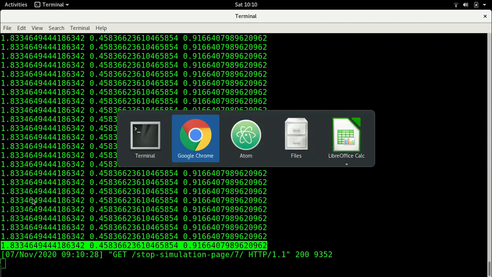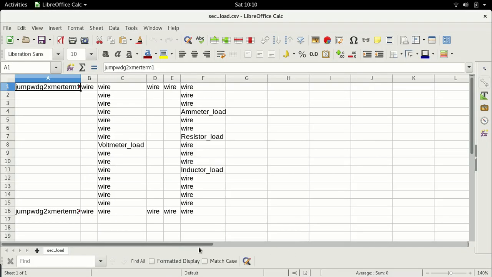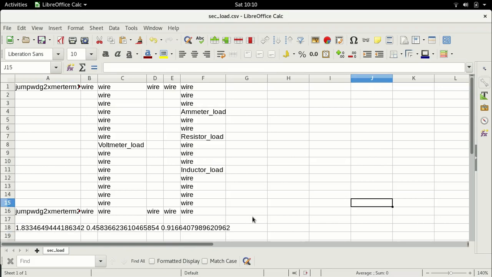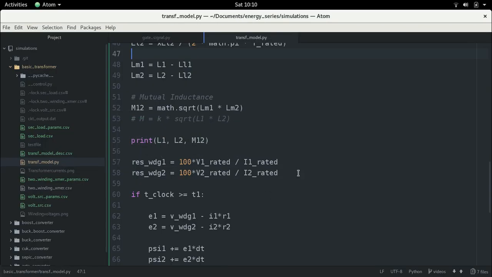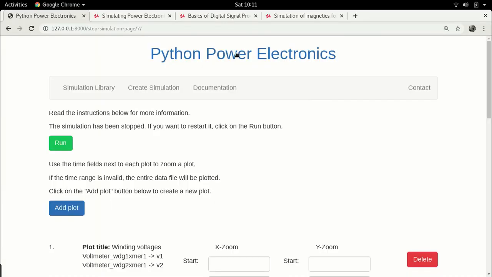And let's go to our spreadsheet. Any one spreadsheet will do, and let's just paste it here, right? So these are our values. Now let's go back to our code, and this time let's go back to 10,000 Hertz. Right? So let's go back and run the simulation again.